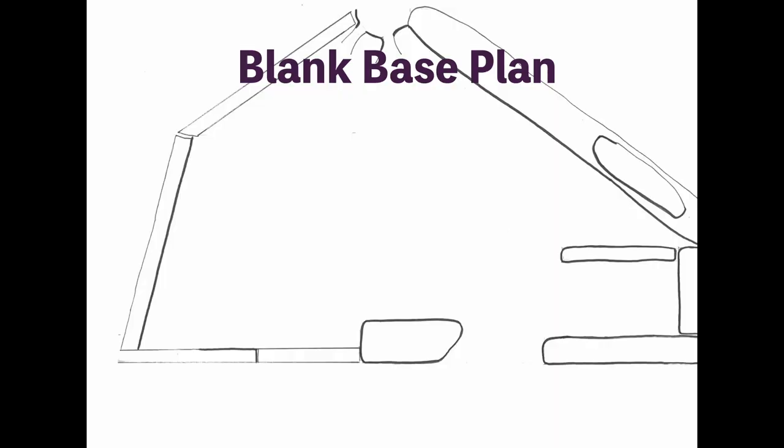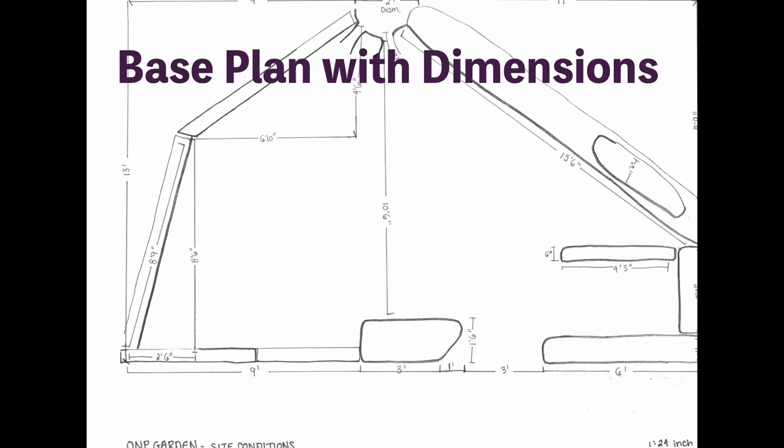Next, photocopy your base plan, and on the photocopy, add the dimensions back in so that you have one copy of your base plan that's blank and one copy with the dimensions. Then make a few photocopies of each of these so that you have them on hand. We'll use the copy with the dimensions on it in the next video when we map out our site conditions.